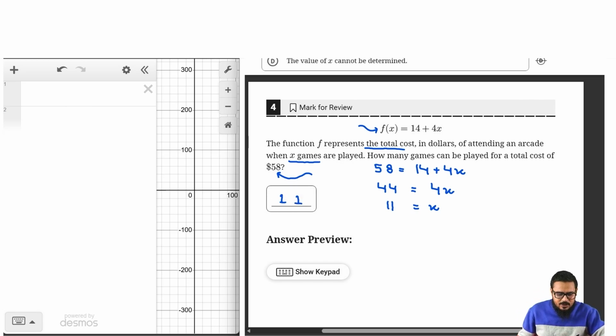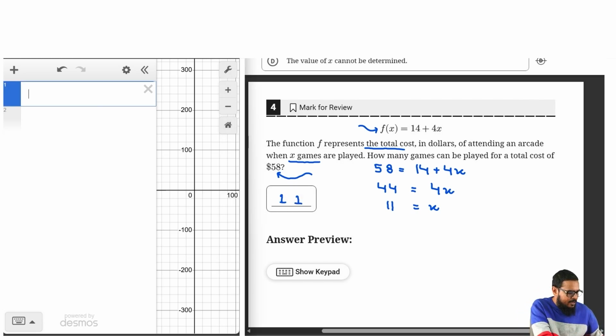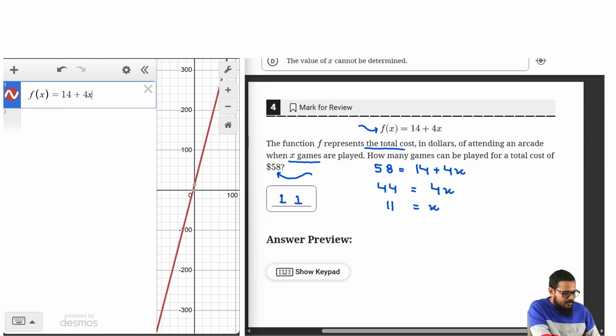Or you can just type this entire equation in Desmos, write down f of X equals, what's the equation with us? 14 plus 4x. And since the value of X is not given to you as 58, instead it's basically the value of f of X.